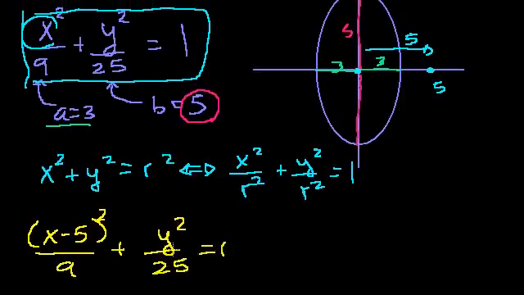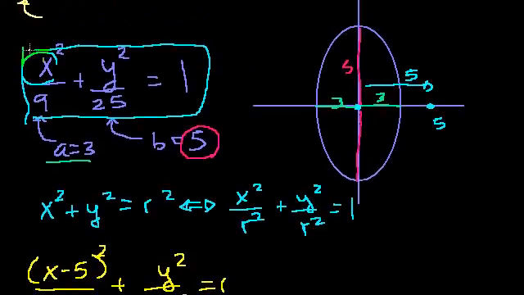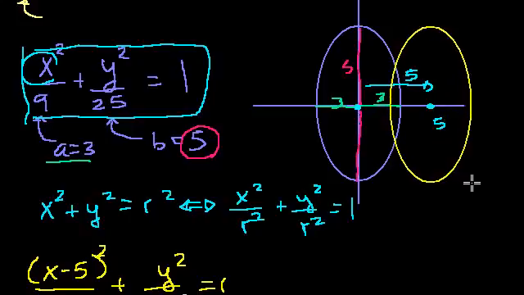So if I were to just draw this ellipse right now, it would look like this. I want to make it look fairly similar to the ellipse I had before. It would look just like that, just shifted over by 5.